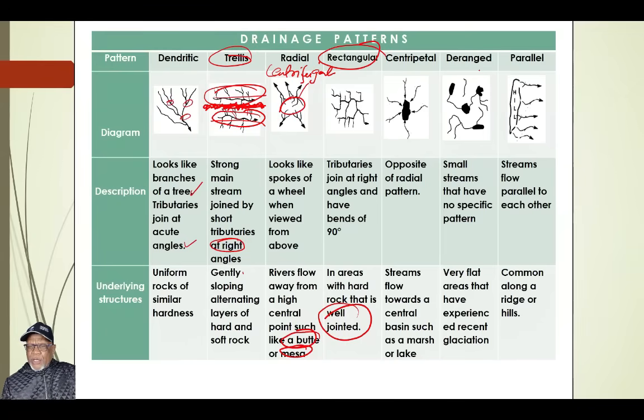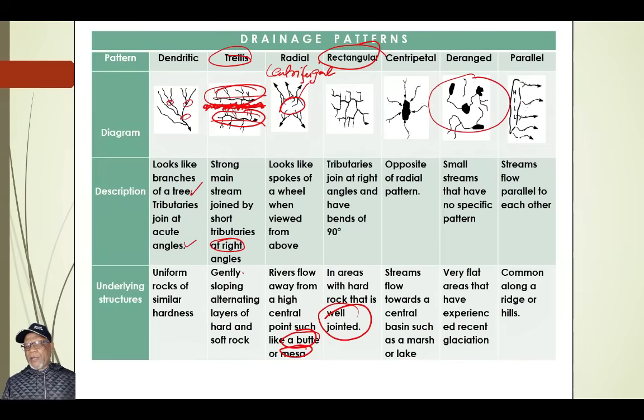And then what do we have here? We have the ranged pattern. The ranged pattern is usually, like the name says, the range. It doesn't have a definite pattern. The streams flow in and out of lakes. It is usually found where there has been a glaciation, which is the moving ice or flowing ice. So that is where it is usually found.